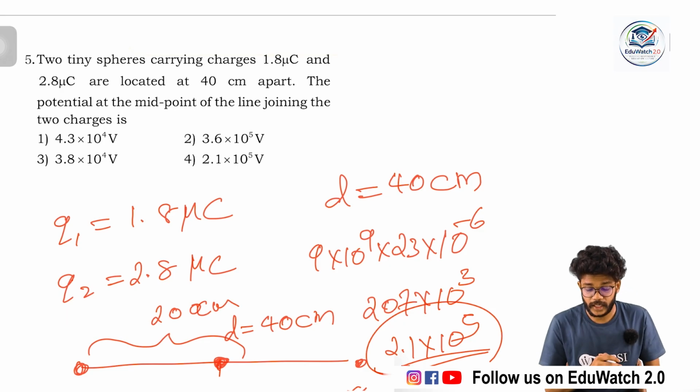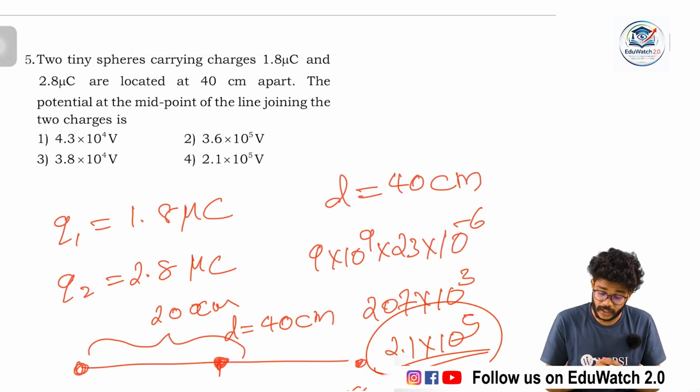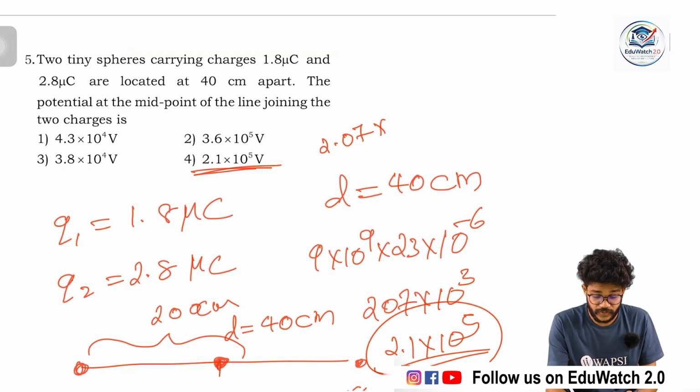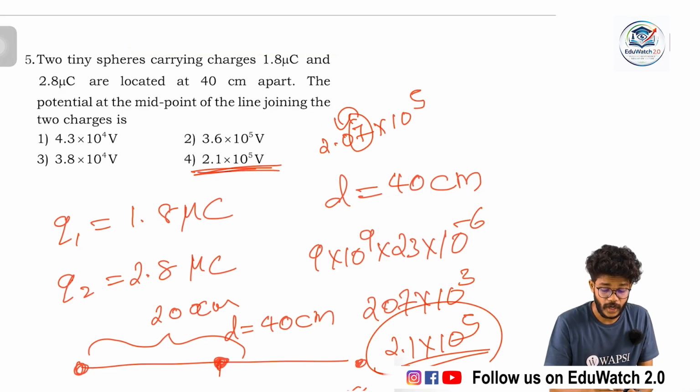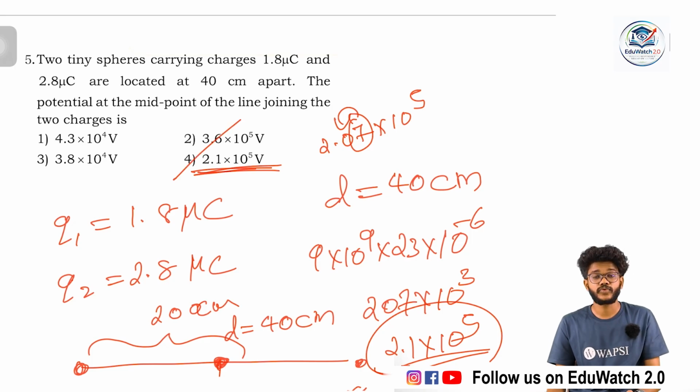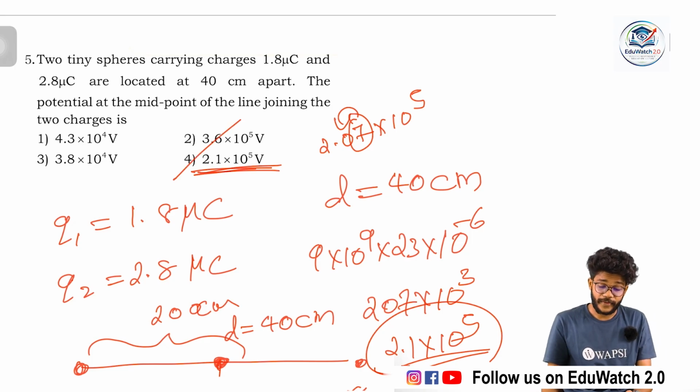There is no option like 2.07 into 10 raised to 5, so we can conclude that the next nearest value is 2.1 into 10 raised to 5. The accurate value is approximately 2.07 into 10 raised to 5, but we can round this off. So the correct answer is 2.1 into 10 raised to 5, which is option 4. 2.1 into 10 raised to 5 volt.